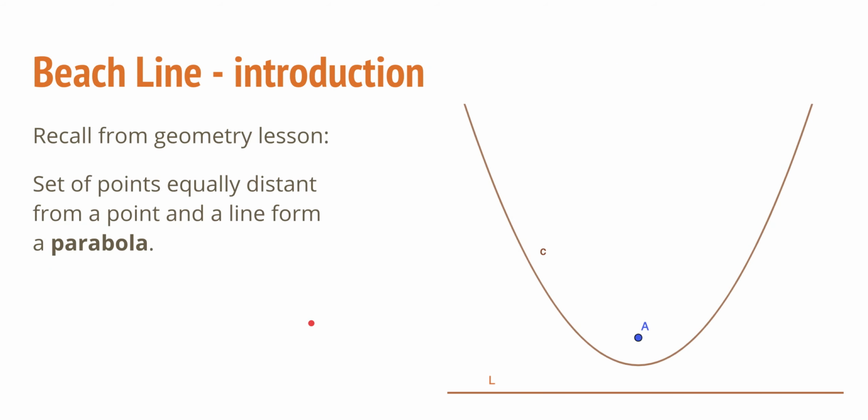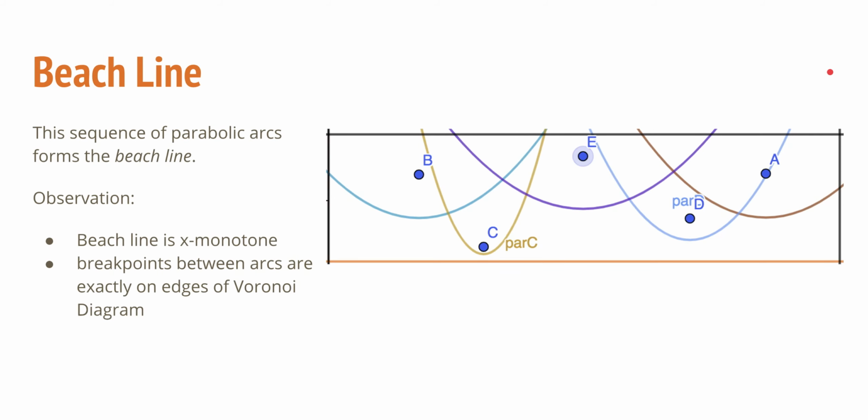Well, for this we have to recall a small geometry lesson. When we have a point and we also have a line, then the set of points that are equally distant from both the point and the line forms a parabola. Why do we need it? Well, we need it because the beach line that I already told you a few words about is a sequence of exactly those parabolas that have been developed by given points and the sweep line.